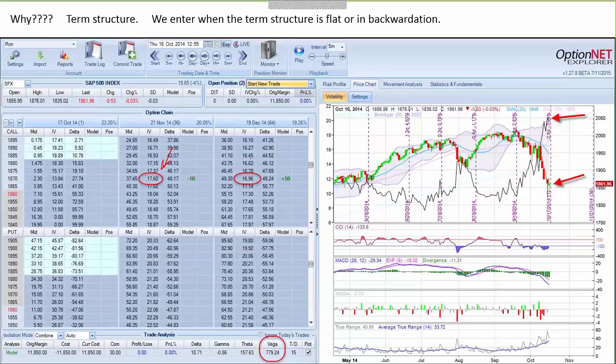This is before the bounce. What's happened here is that the IV on the front month, 36 days out, is 17.6, and on the back month, it's 16.96. So we have abnormality here. Normally, the front month should be lower IV than the back month. And we're taking advantage of that.